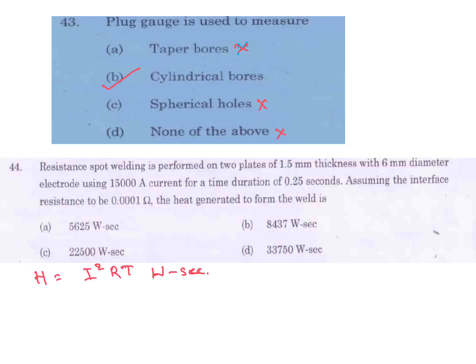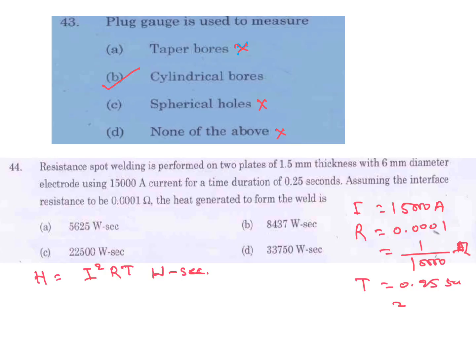Data given: I equal to 15,000 amps, R is 0.0001 or 1/10,000 ohm resistance, then time is 0.25 second or 25/100 second.